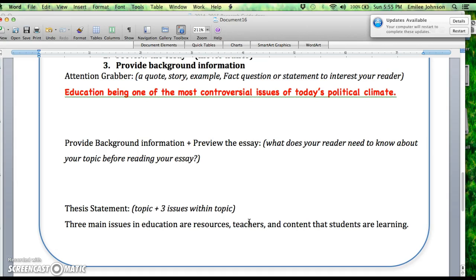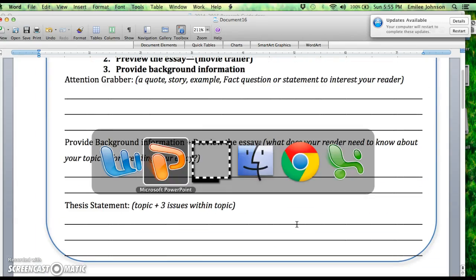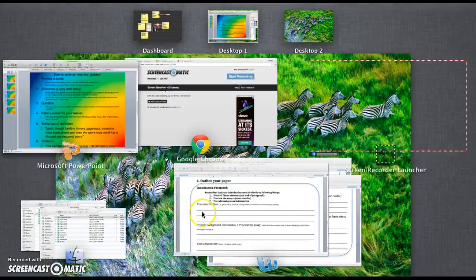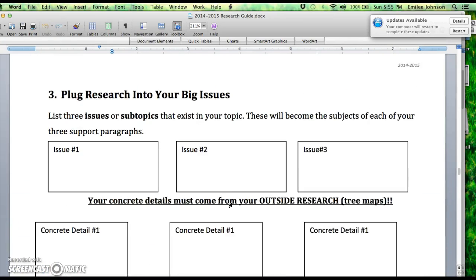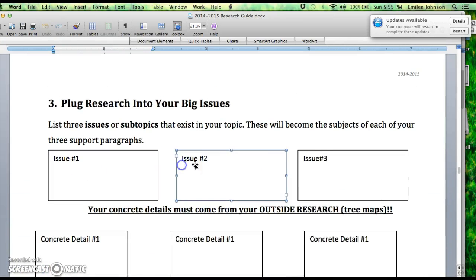So I'm going to list those 3 things. Here is my main idea, and here are my 3 subtopics: resources, teachers, and content. And you pull those 3 exactly from your research guide right here. So your 3 issues, issue 1, issue 2, issue 3. That needs to be parallel.